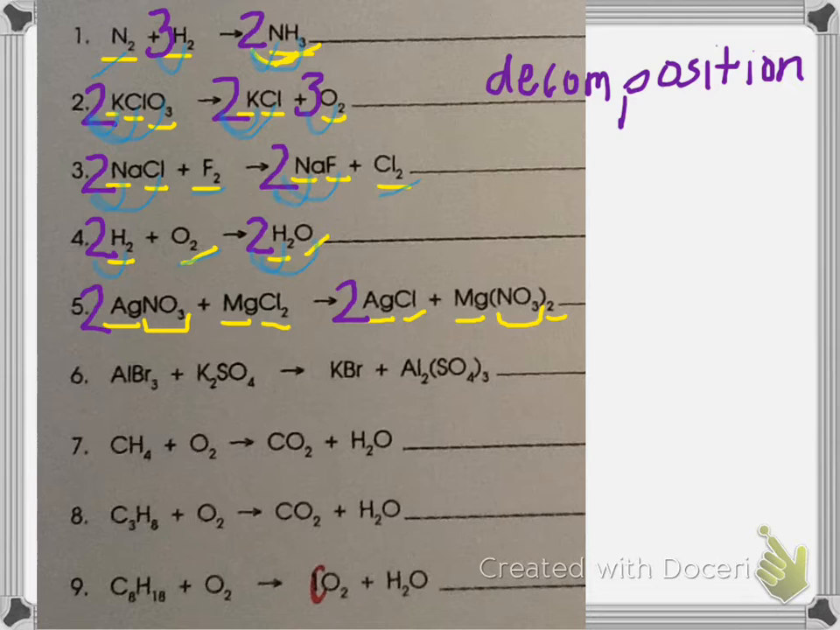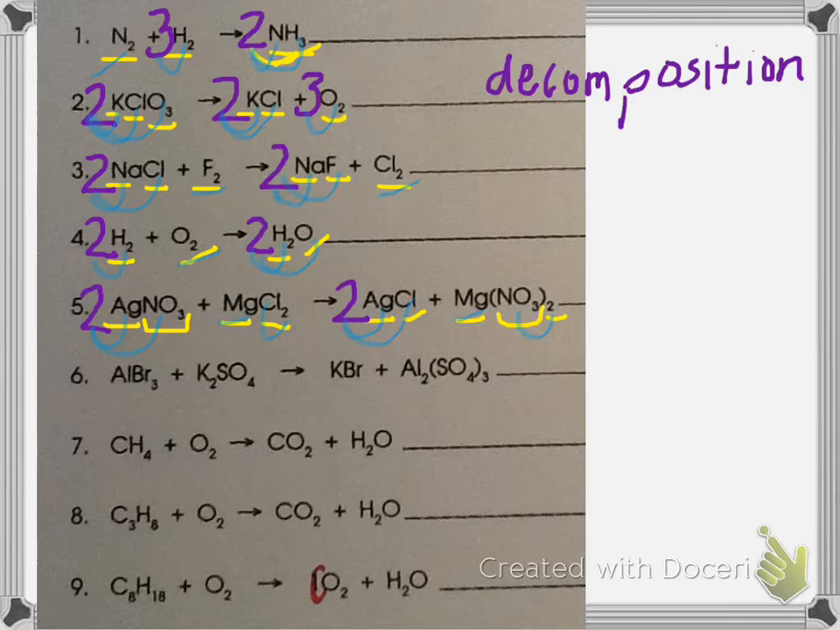I believe it's balanced, and 2, 1, 1, 2 would be the lowest whole number ratio of coefficients, so I'm going to double check. So I have 2 silver and 2 silver. I have 2 nitrates and I have 2 nitrates. I have 1 magnesium, I have 1 magnesium. I have 2 chlorines and I have 2 chlorines. It is properly balanced.